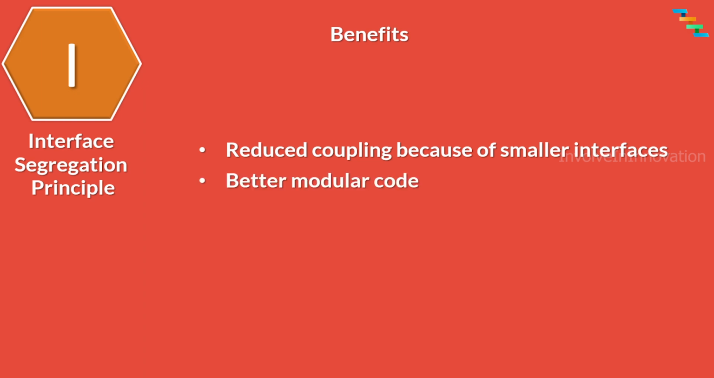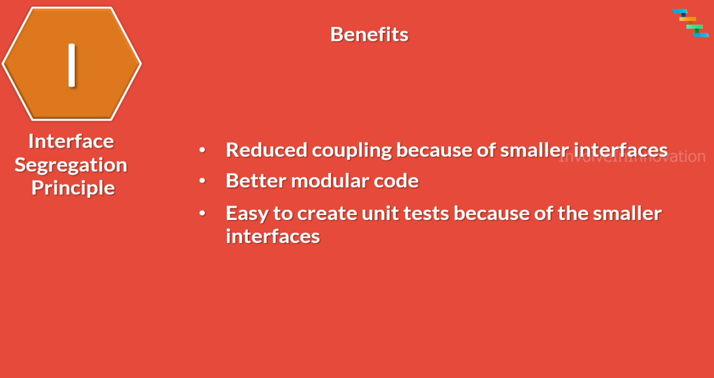It also increases the modularity, so that you have smaller interfaces and more modular code. It is very easy to create unit tests because you are making the file size small, so that you can add more coverage. Now this is the interface segregation principle. Now we will see the dependency inversion principle.